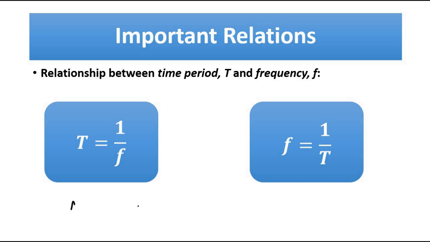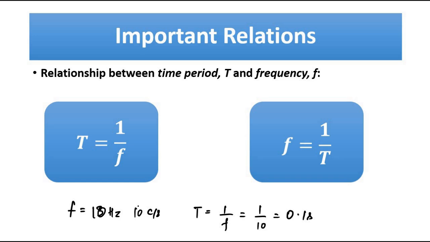Let's say we have frequency f equal to 10 hertz. We have frequency 10 hertz or 10 cycles per second. Then the time period will be 1 by f, which is equal to 1 by 10, equal to 0.1 seconds. It means the time taken to complete one cycle is 0.1 seconds.